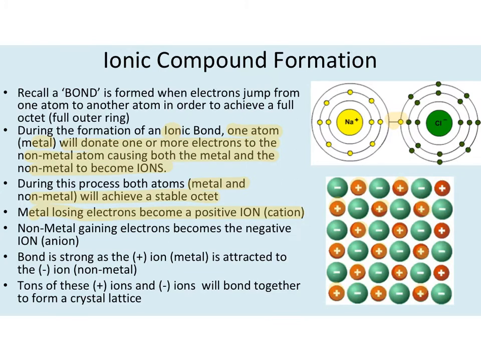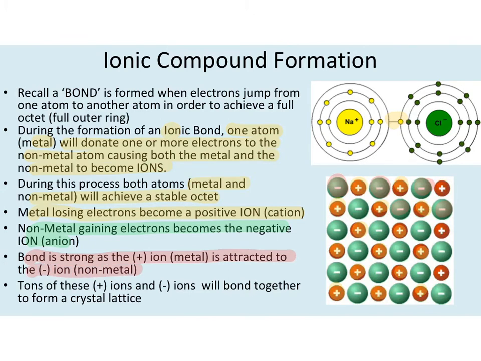Okay. Now, I'm going to change my color here. The nonmetal, gaining electrons, becomes negative, an anion. I should have picked one other than green, so these are all the negative ones. Now, once you have a positive ion and a negative ion, they start bonding together as positive is attracted to negative. It's the law of opposite attraction.